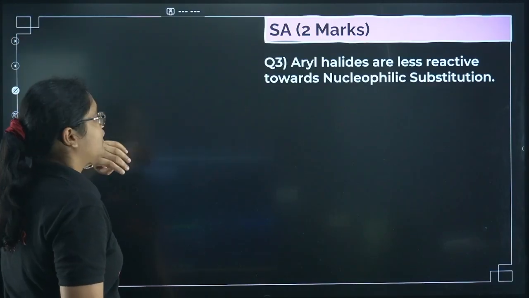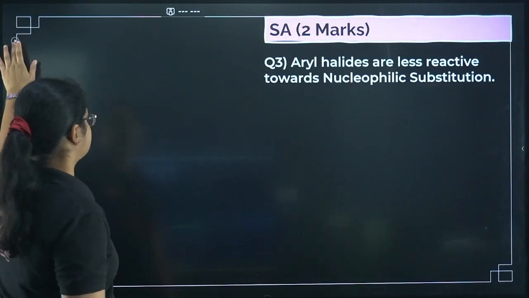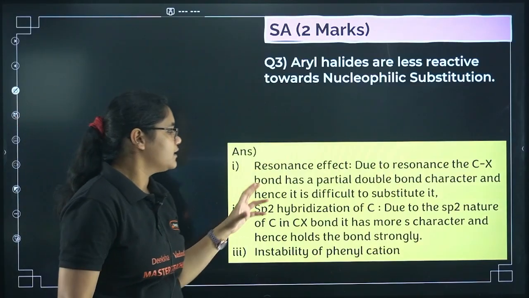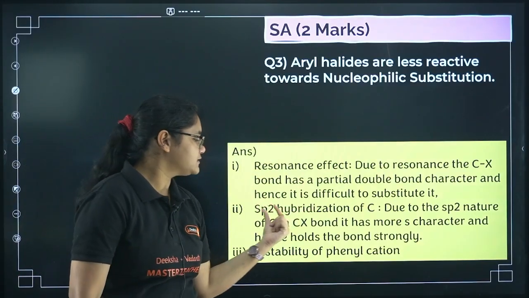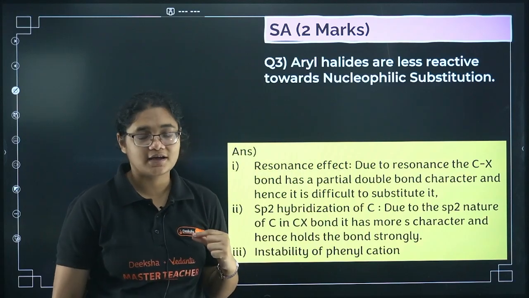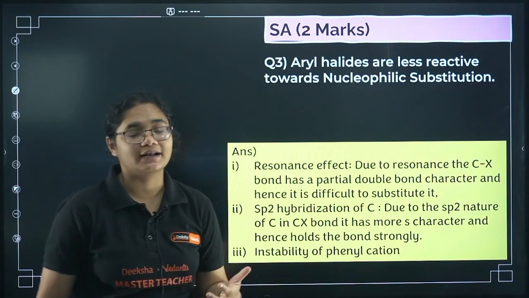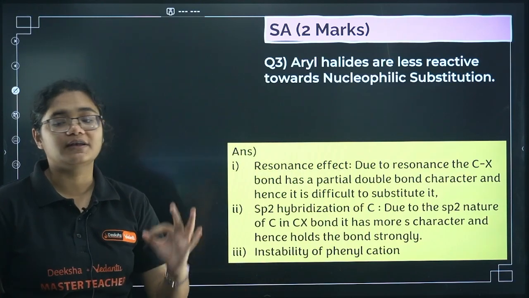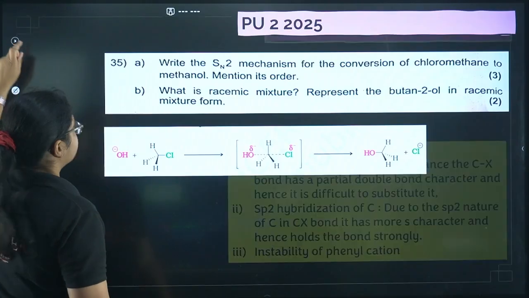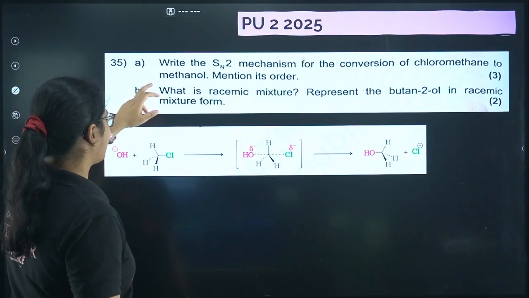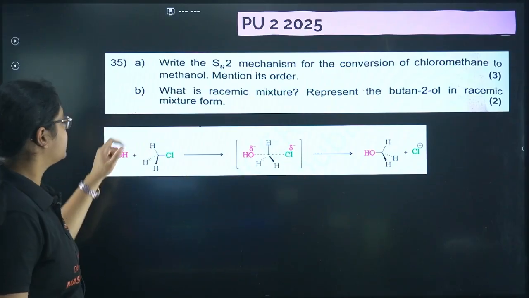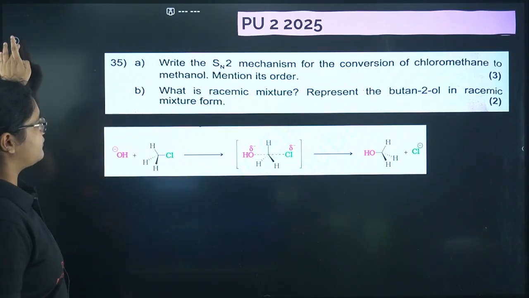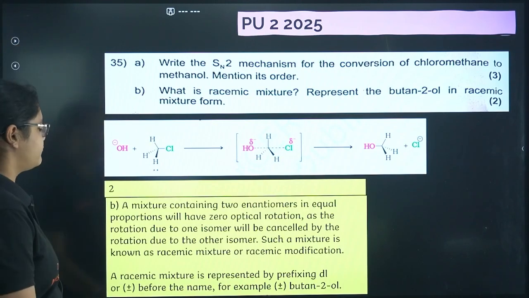Next question, aryl halides are less reactive. There are three reasons here. Very first one is resonance effect, that is the partial double bond character. Next is the hybridization, sp2 hybridized carbon, and third one is the instability of phenyl cation. Next we have to write the SN2 mechanism. So SN2 mechanism you have to show here. Then write what is racemic mixture and represent butan-2-ol in the form of racemic mixture.